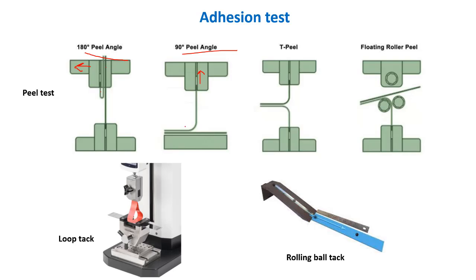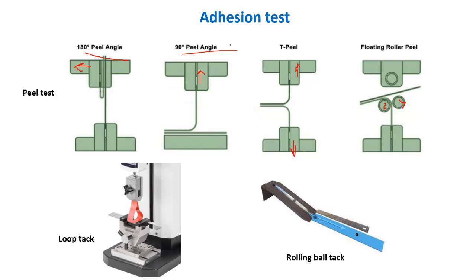Then T peel. So here it is in the form of a T, and again the die will move on both sides, and the peel force will be checked. Then we have floating roller peel. So here it will be rolling, suppose this is rolling in this direction and this is rolling in this direction. So we can check the amount of force it requires to detach, basically. So this is the adhesion test.